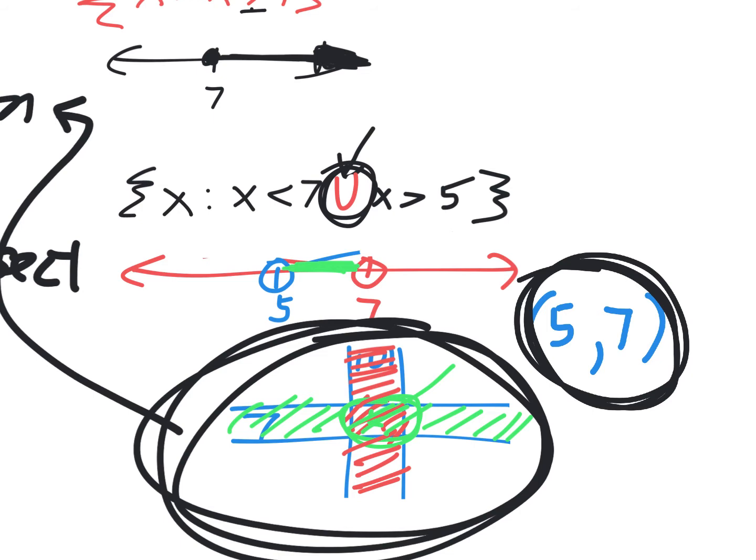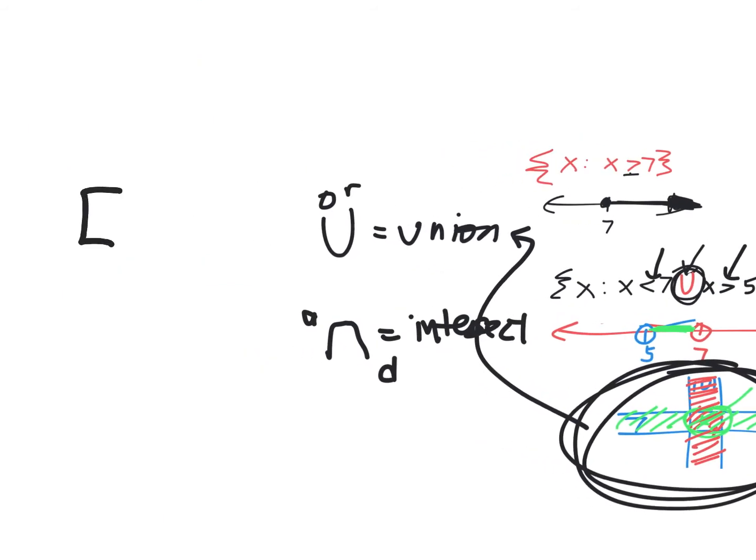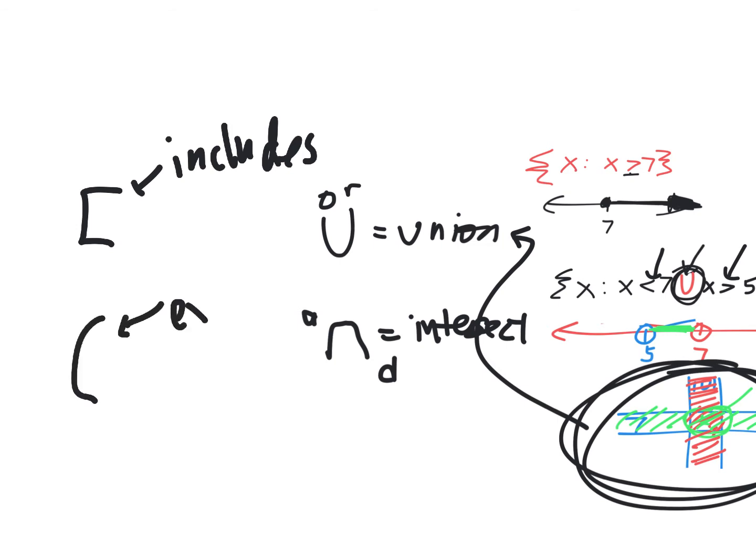Because if these had been or equals here and here, I would have made brackets there and there. So that's another thing I want you to have in your notes. A bracket means this includes that number. And if it's a parenthesis, it means it excludes the number next to the parenthesis. So those are the key things.